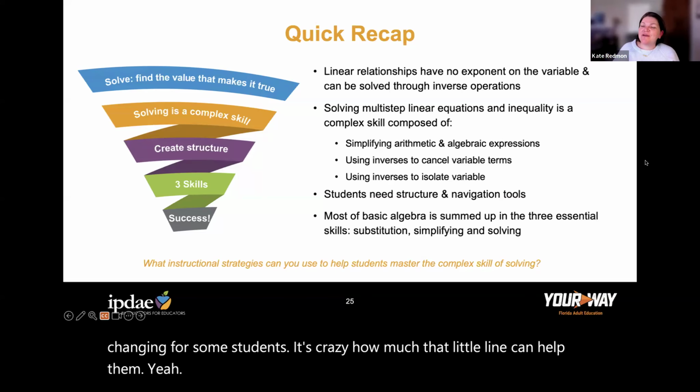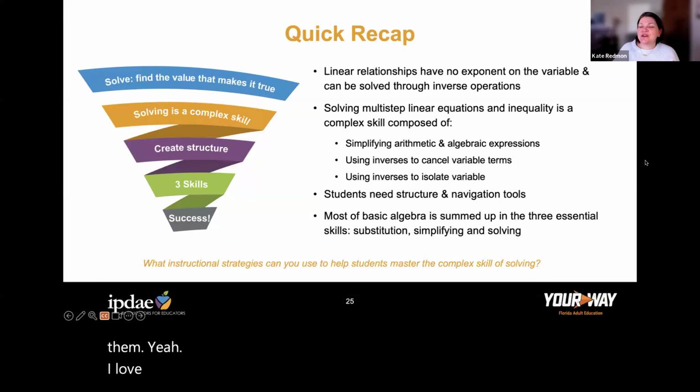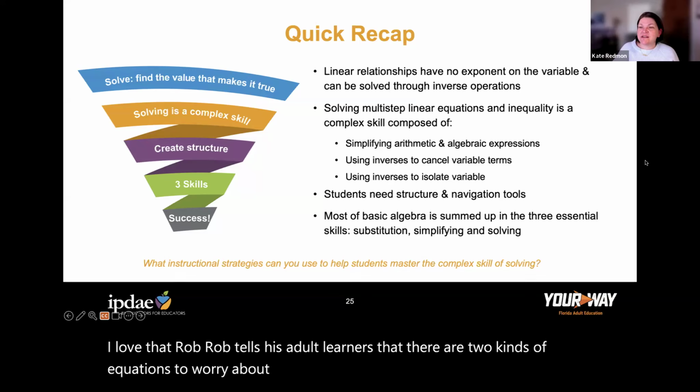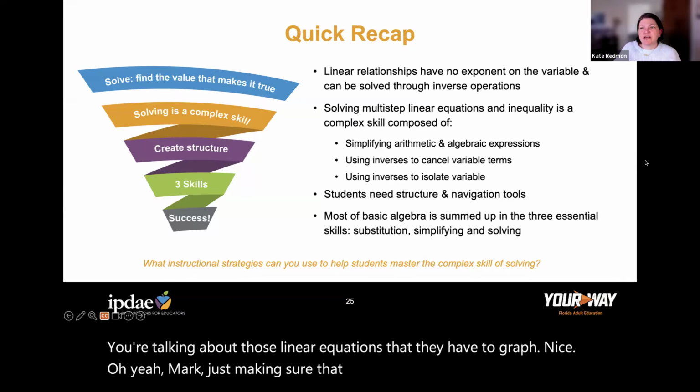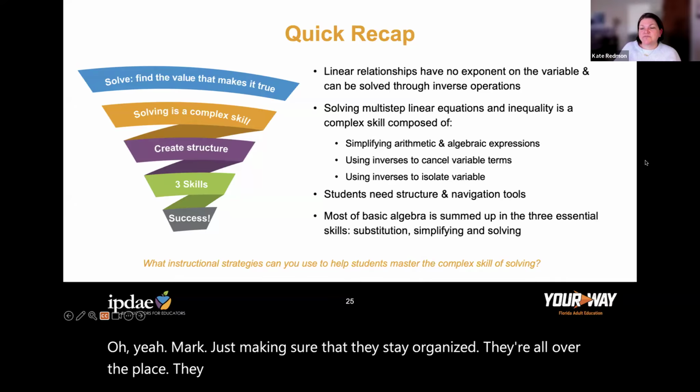I love that. Rob tells his adult learners that there are two kinds of equations to worry about on the GED, some to solve and some to draw. You're talking about those linear equations that they have to graph. Nice. Oh yeah, Mark, just making sure that they stay organized. They're all over the place. They don't know what skills to use when.